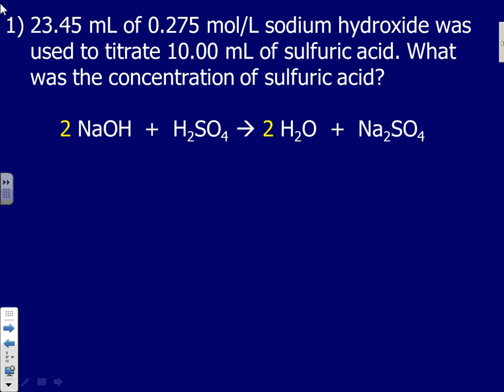Okay, so in this question, you can see here we've got 23.45 milliliters of 0.275 moles per liter sodium hydroxide. Just like in our scenario, we know what the concentration of the base is, and we've titrated it. We reacted it. That was added to 10 milliliters of sulfuric acid. Here is our balanced chemical equation. Now let me give you a brief explanation on what took place.